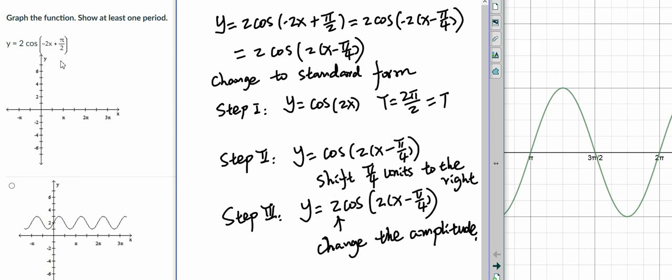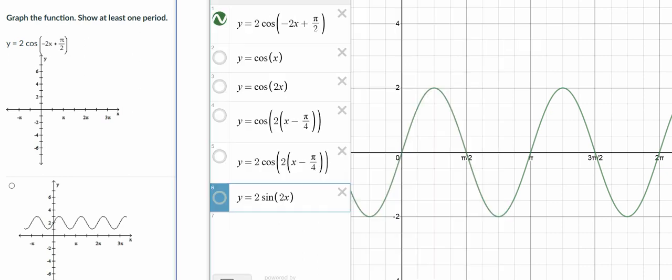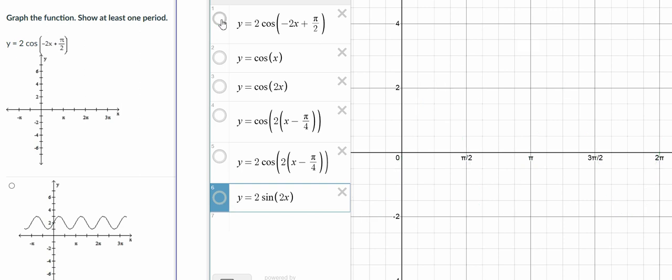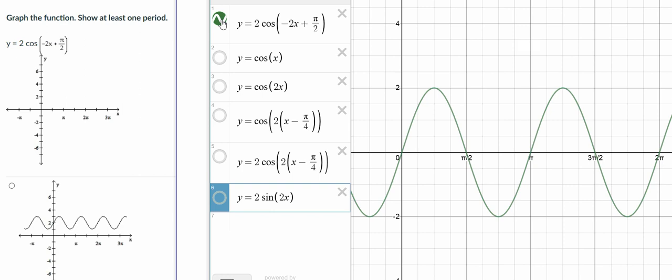First, you can use this one, y equals 2 times cosine negative 2x plus pi. You may graph it by using your calculator. If you use a graphing calculator, that eventually will be the picture right here. But you're going to know why.